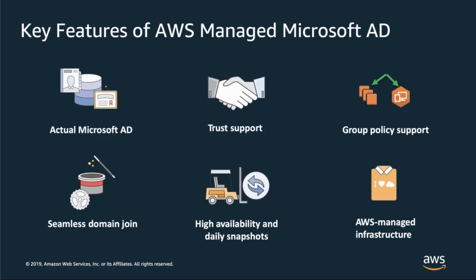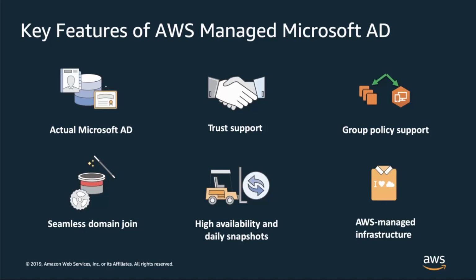Seamless domain join. So this is a feature where when you launch EC2 instances, you can automatically have those EC2 instances join the Active Directory domain. So this is one of the big features customers like. So they don't have to have a two-step process of launching an EC2 instance and then joining it to the domain. Availability and snapshots. So because we manage the infrastructure, we automatically design the Active Directory for high availability. We deploy 2 domain controllers across 2 availability zones at a minimum, and we automatically snapshot them on a nightly basis. So if there's any issues with Active Directory data, you can roll back to the previous snapshot.